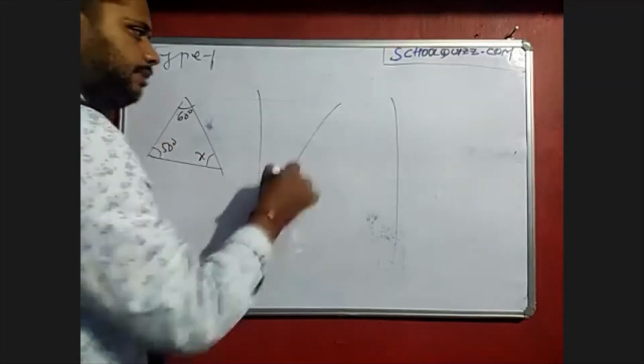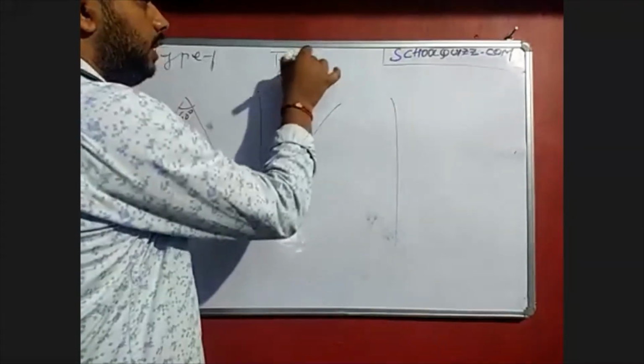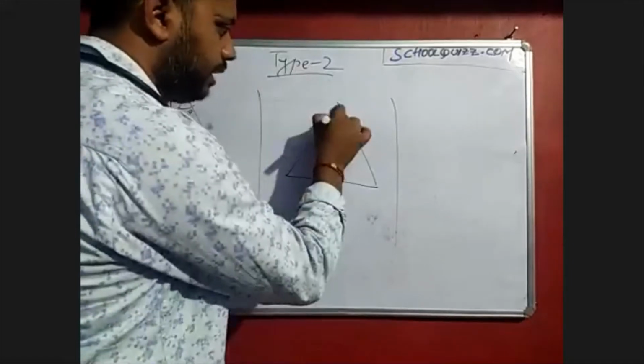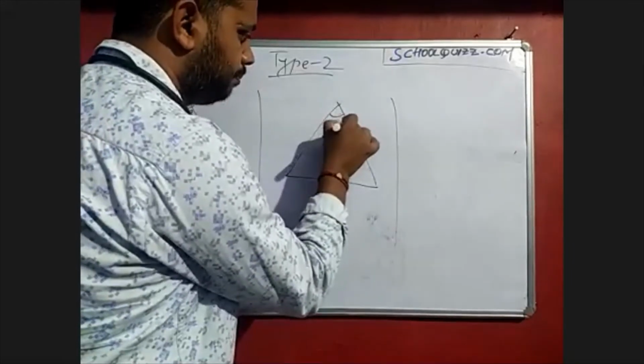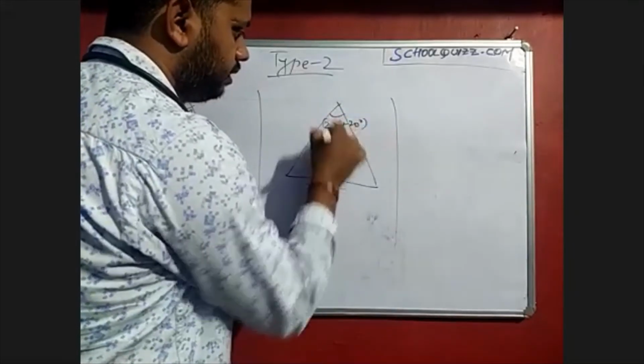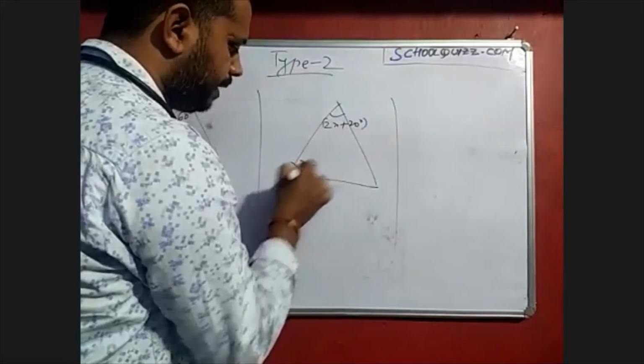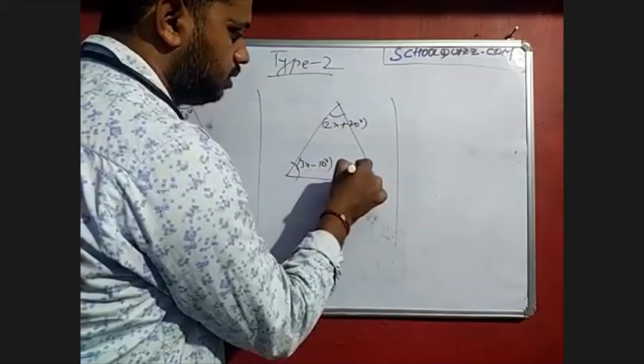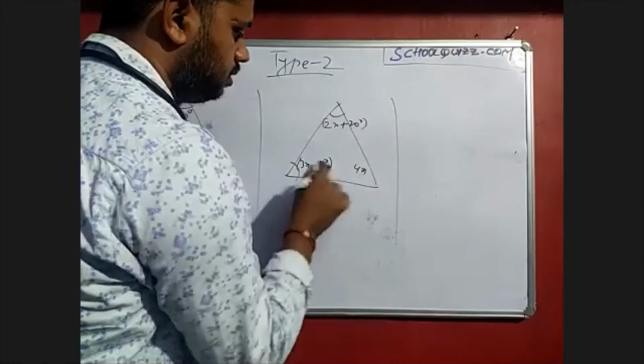Okay, next type, type 2. What type of question will they give you in type 2? Suppose this is a triangle, and this angle is 2x plus 20 degrees, this is 3x minus 10 degrees, this is 4x, this is x.